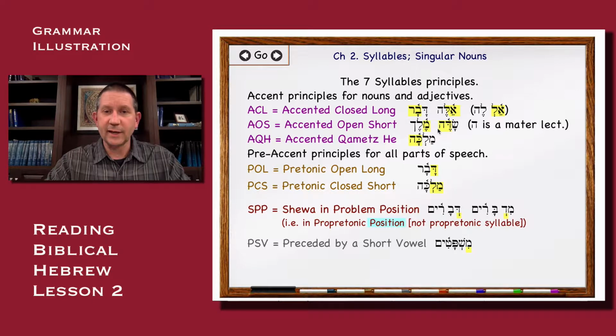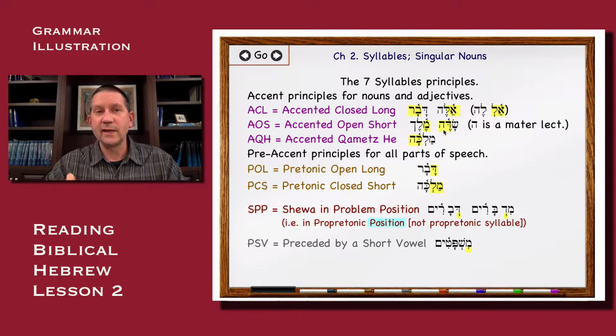A second common form is accented, open, and short, and that would be like meh of melech or like de of sadeh. Meh ends in a vowel, so it's open, and sagol is short, so it is open and short, and it has the accent. With sadeh, we have to remember that the hey isn't a real consonant. It's a phony hey. It's a mater lectionis. So this is actually an open syllable. It ends in the sagol, and it has the accent. So it is accented, open, and short.